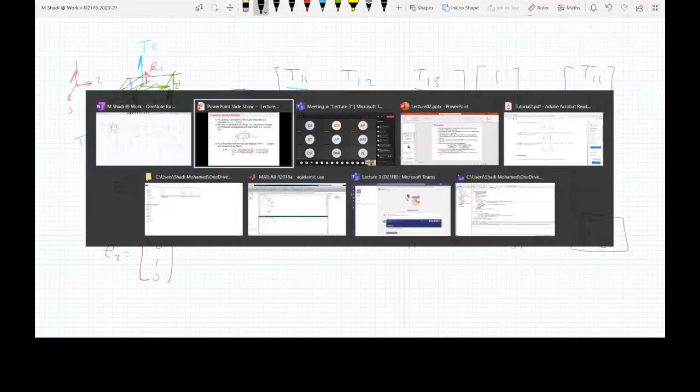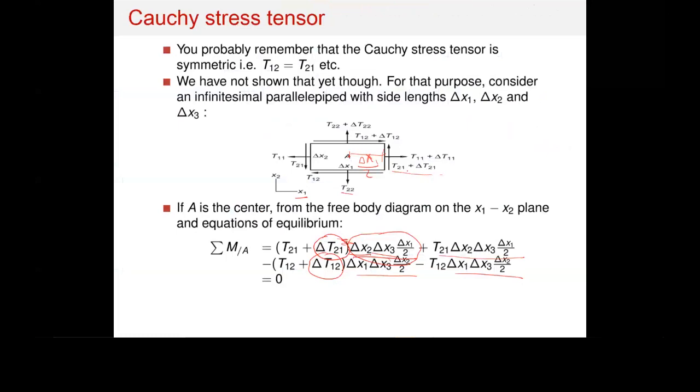All right, but I want you to remember that it is symmetric because we are making some assumptions in there.